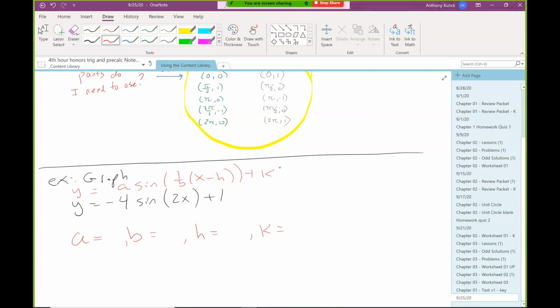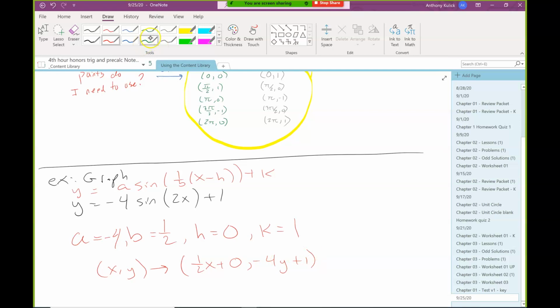So what's my value for a? Negative 4. Good. And what's our value for b? 1/2. Good. And h is 0. And k would be 1. So now I can write my transformation map. So bx plus h, y plus k.